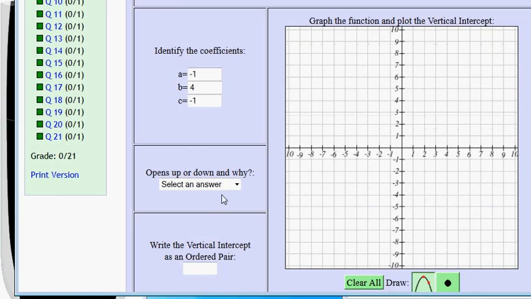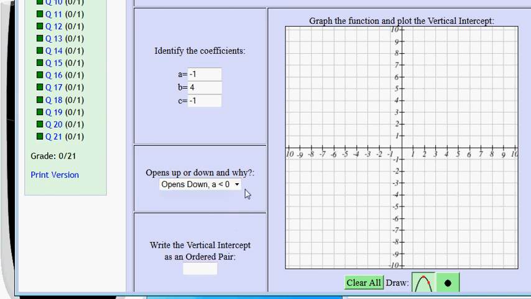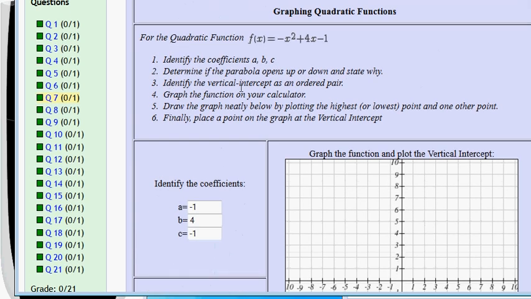So here it says opens up or opens down. It definitely opens down, and it's because a is negative. Another way of saying that a is negative is its value is smaller than 0, so a is less than 0. The third thing we're supposed to do is identify the vertical intercept as an ordered pair.